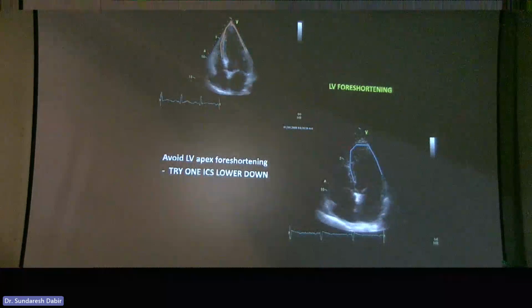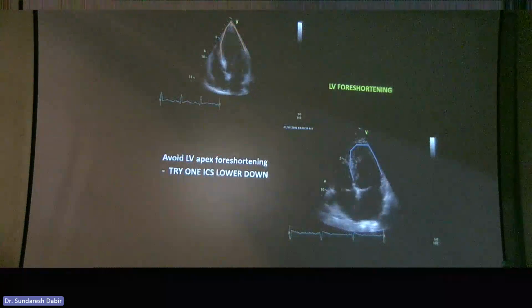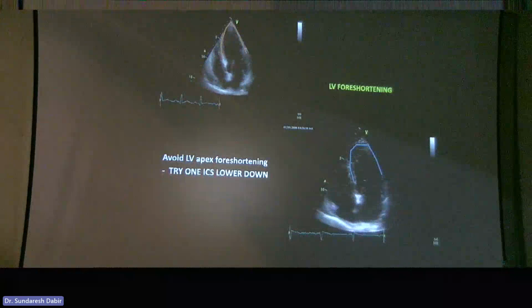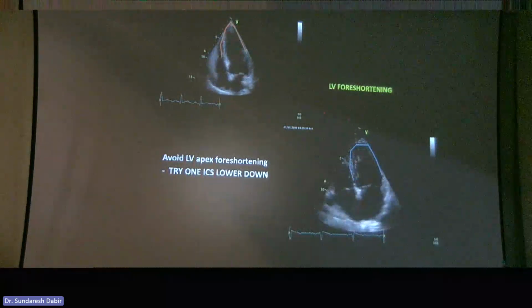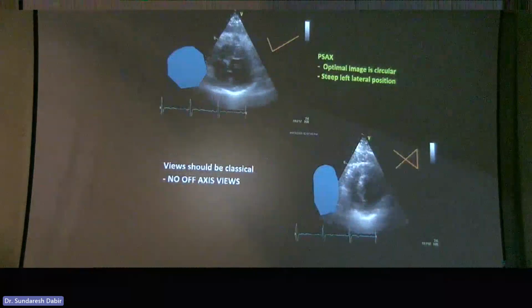So in that case, what you should do is try going one intercostal space lower down. In some patients it is not possible, so be aware of it. But most of the time, the attempt should be made to go a little lower down, and you should see the shape of it. It's more triangular, more peaking, while this is more rounded. So this is a message as far as foreshortening is concerned.